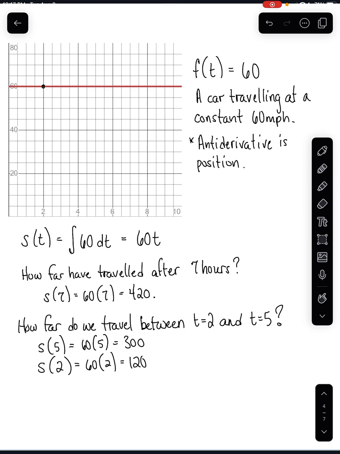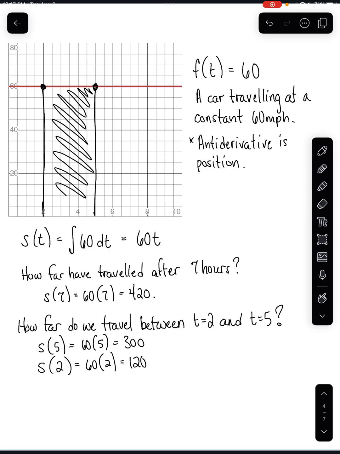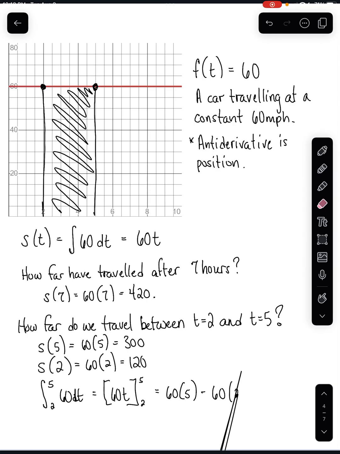So what we're looking at is the region from t equals 2 to t equals 5, and we want this area in between. We can interpret that as the definite integral from 2 to 5 of our velocity function. And that would give us our position function evaluated at 5 and evaluated at 2. This would give us exactly the subtraction that we need to produce the 180 we're supposed to have.